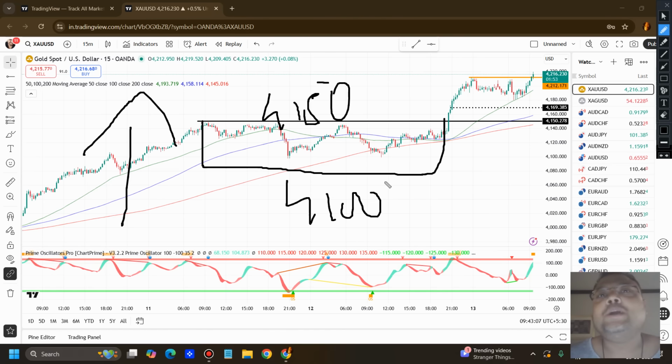But thankfully we got the breakout we wanted. We got a breakout above 4150, and it was a clean move. Hope you guys made some good money. And now we can clearly see that gold is trading above 4200.